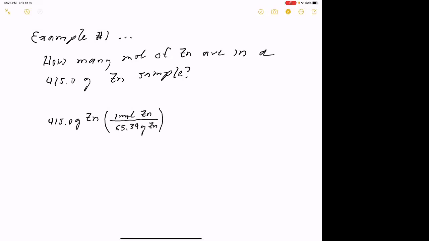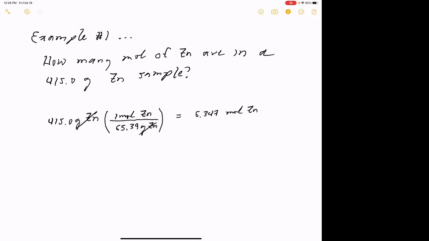So notice what happens here, guys. Grams of zinc are going to cancel with grams of zinc. I'm going to be left with moles of zinc, and that's what I want. Okay, so now I can just work that out. And that turns out to be 6.347. And that's moles.